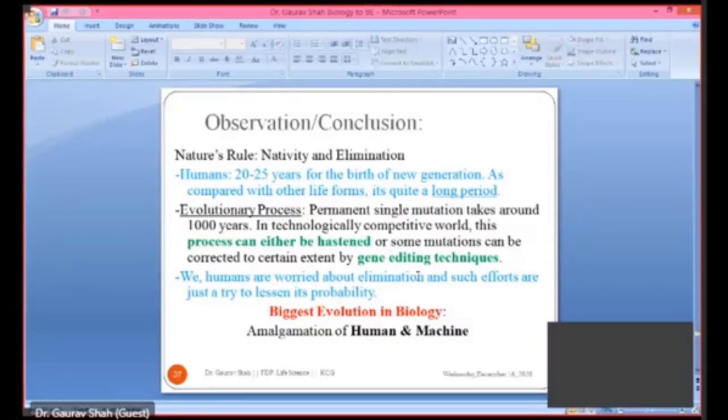We are worried about our elimination, and such efforts through biotechnology are just to lessen the probability of getting extinct, of getting eliminated. So after such a huge gap of evolution, the biggest evolution in biology, as has been described in some published literature also, is the amalgamation of humans and machines, that is, the integration of humans and machines.